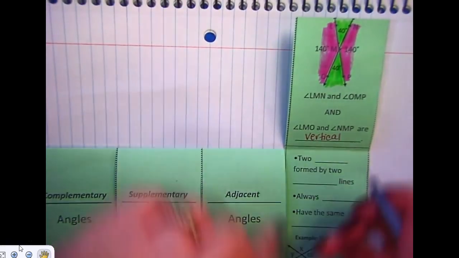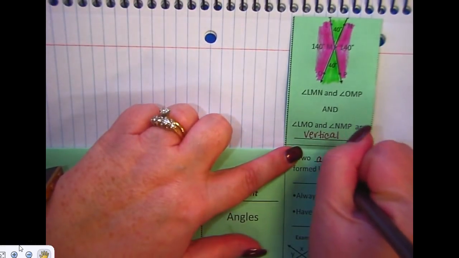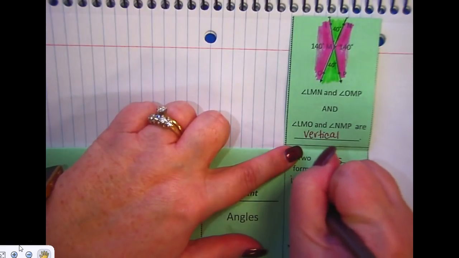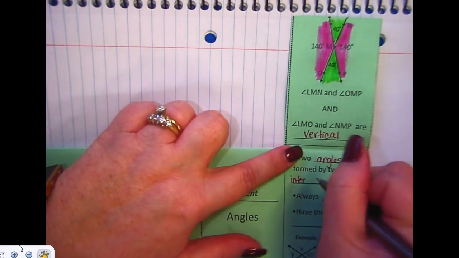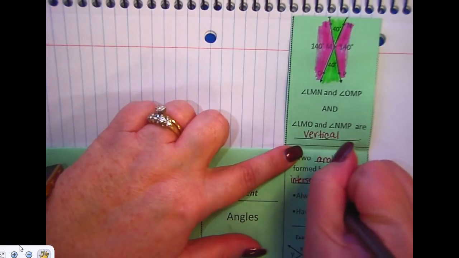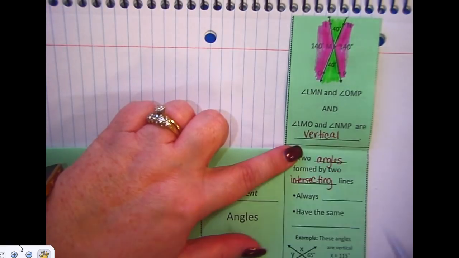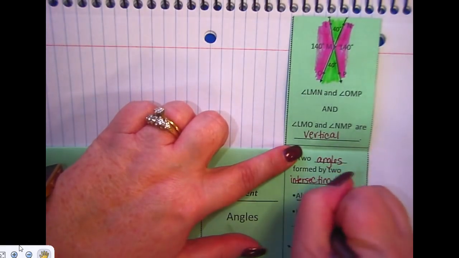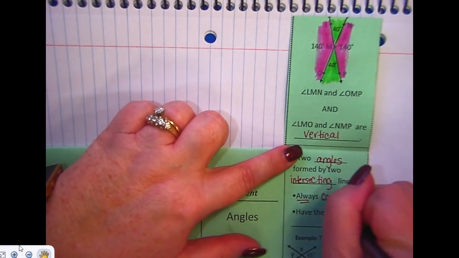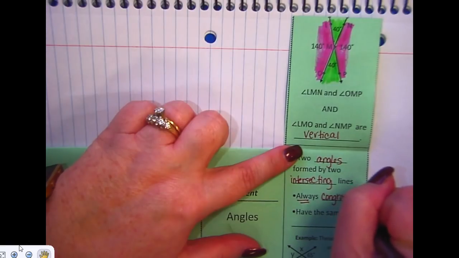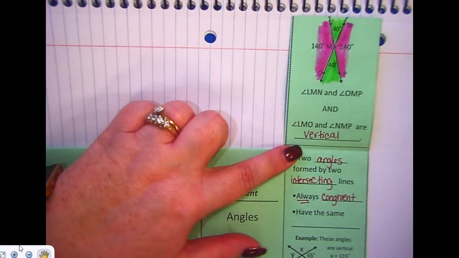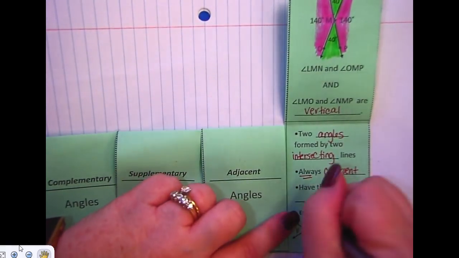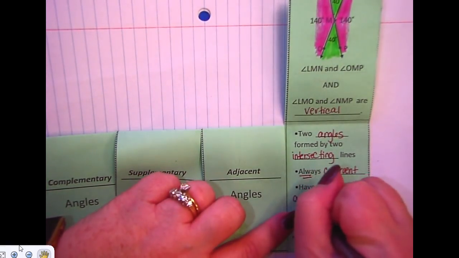So they are two angles that are formed by intersecting lines. That means lines that cross. They are always congruent. What does congruent mean? Same shape and same size. They have the same angle measurement.